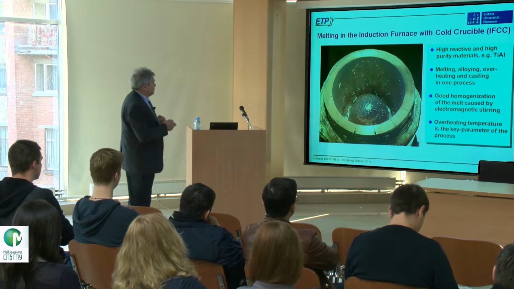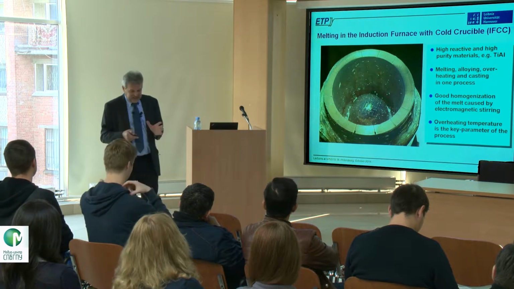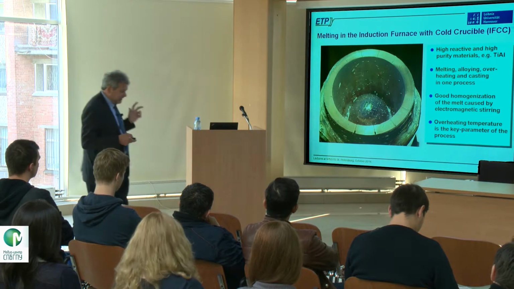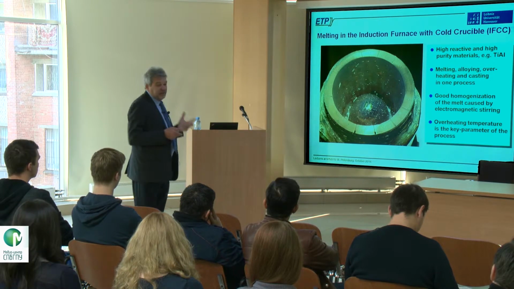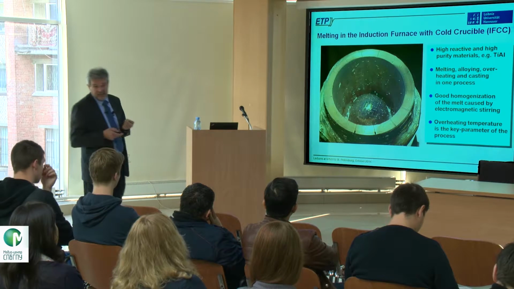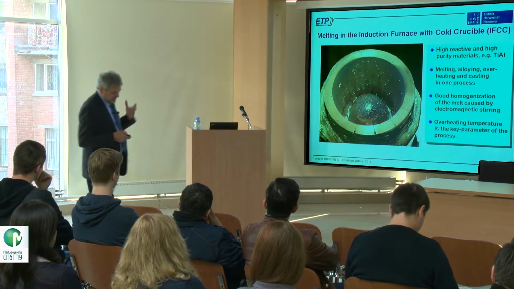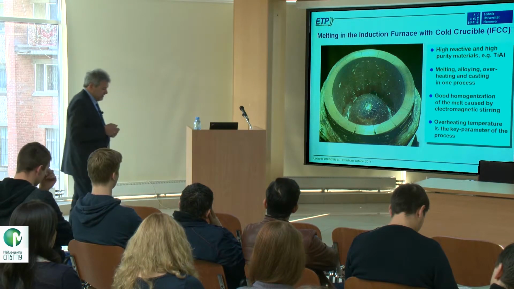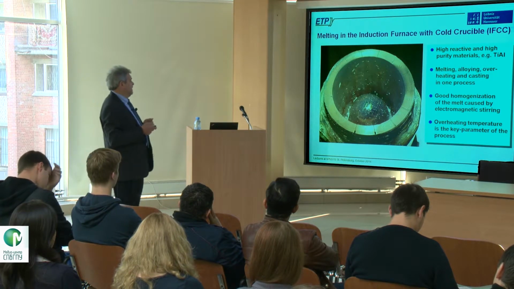In the 90s, this was used to melt titanium aluminum. A very nice material because it has a strength like steel. It has a temperature resistance like steel, but it has only half the weight of steel. Therefore, it can be used for very light workpieces. But the problem is you cannot melt this in classical ceramic crucibles because it will destroy your crucible in a short time. And of course, also, as I told you, impurities will come to the melt.